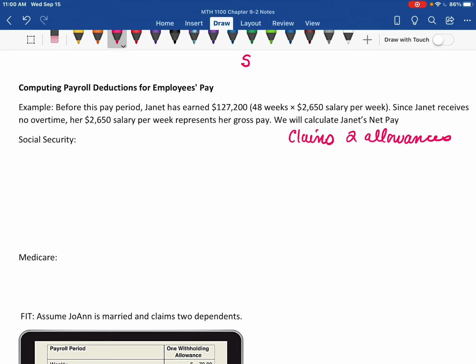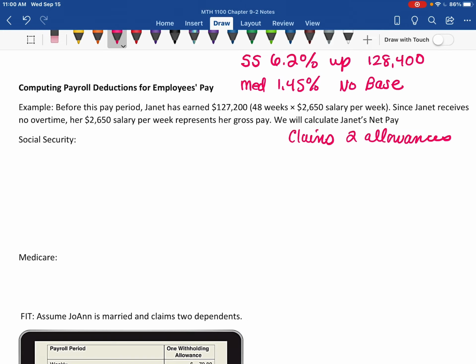Now for Social Security, it's going to be 6.2% up to earnings of $128,400. So that's our base. And then for Medicare, it's a rate of 1.45%, but this has no base.